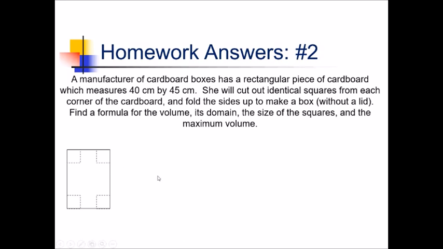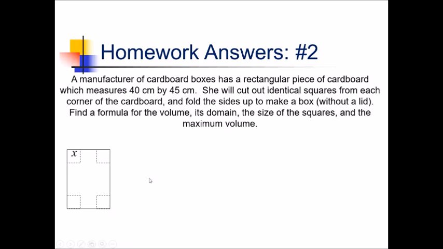My volume formula in general is going to be length times width times height, but I can't have three different variables. I need to express everything in terms of one variable. So I'm going to let my variable x represent the length of these squares that we're cutting out, because I can base everything else off of that one piece of information.